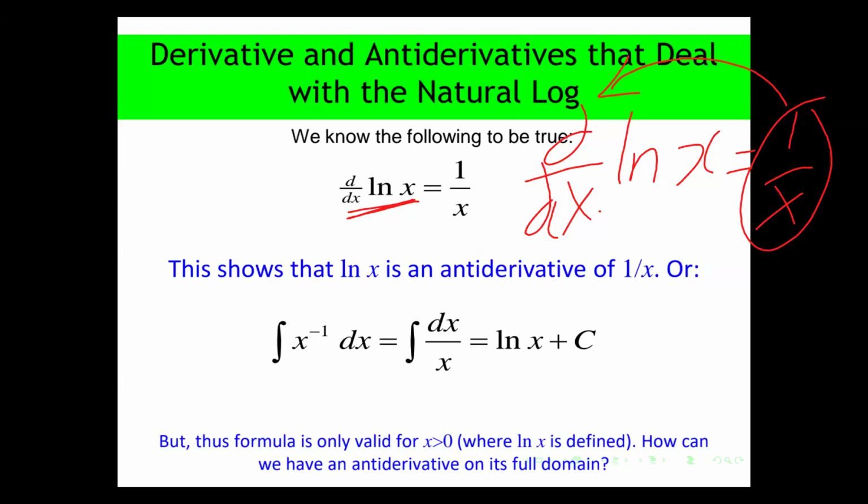So we know that this function, according to the rule of indices, can be written as x to the power negative 1, which is the same as 1 over x. So what is the integral of this? The integral of this function is the same as the natural log of x plus c, the constant. It's a rule.